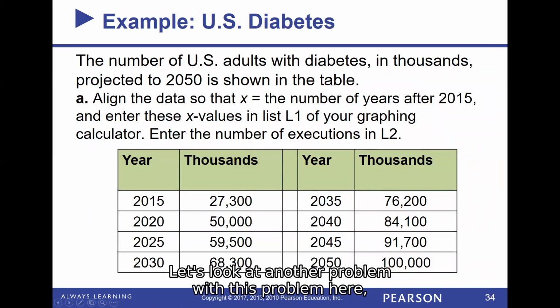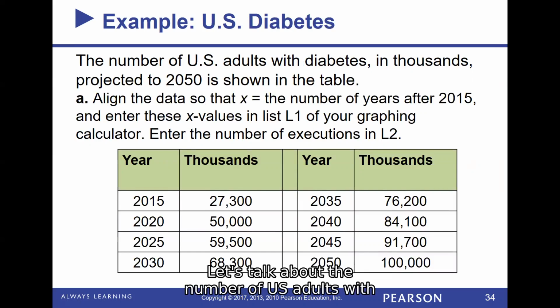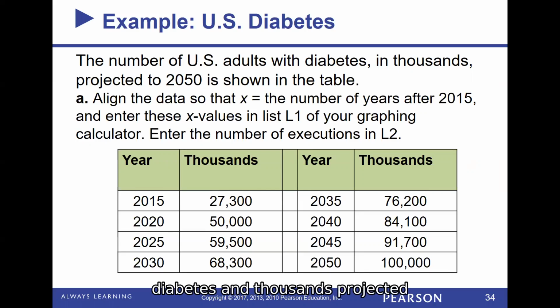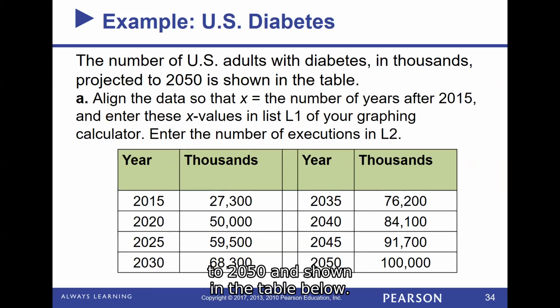All right, let's look at another problem. So with this problem here, let's talk about the number of US adults with diabetes in thousands projected to 2050, and it's shown in the table below. First thing we're going to do is align X equals the number of years after 2015. Okay, so what I need to do is actually make some adjustments here. Now, as we make those adjustments, we're definitely going to play with the calculator quite a bit here.